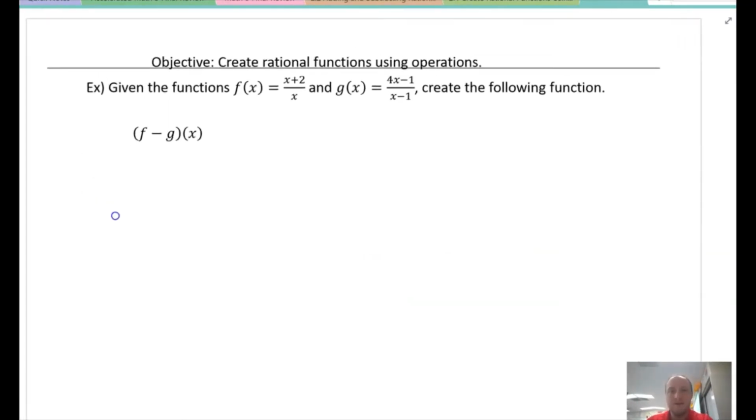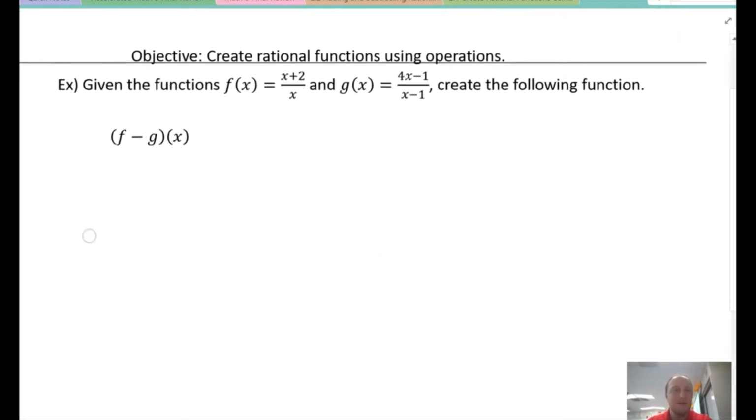So here's our first example. Please write this in your notes. It says, given the functions f of x and g of x, create the following function. And they want f minus g of x. Okay, so you're trying to trick me with this notation. It's not going to work. So we have f of x minus g of x. That's all they want you to do, create your new function.